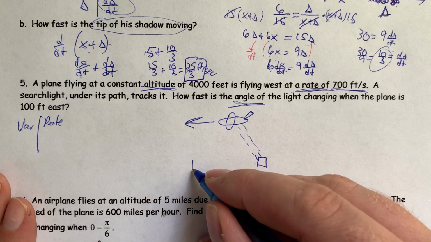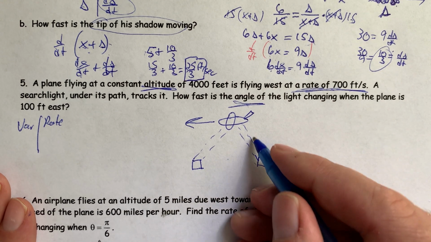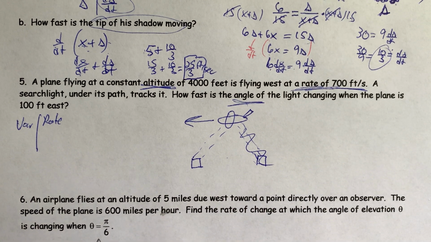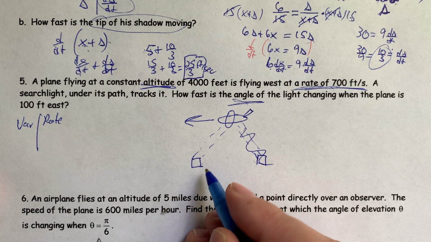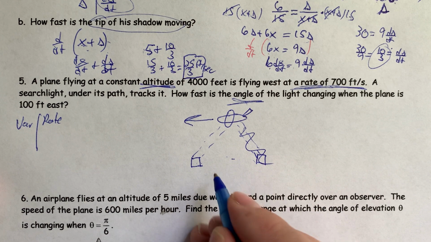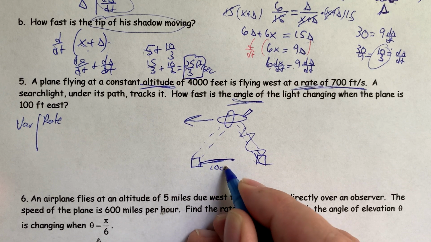Okay, I'm going to draw my searchlight over here. I thought I was reading it right, but I read it wrong, so sorry about that. It said when the plane is 100 feet east. So I know the plane is 100 feet east of the searchlight, and that is a straight line distance. So this distance is 100.